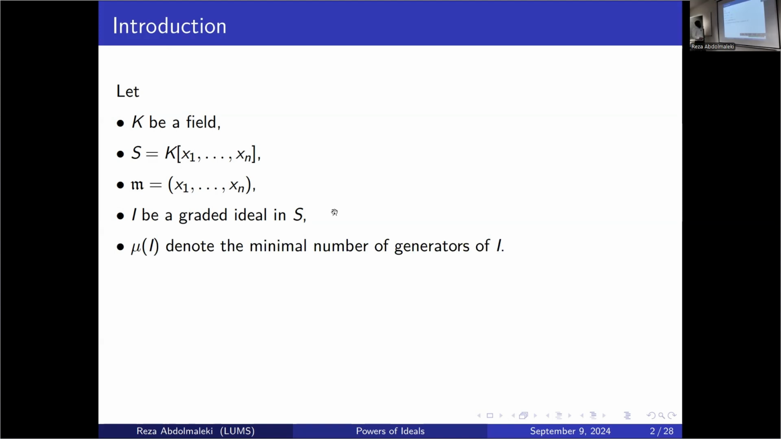For such an ideal, there will be a set of minimal generators. Of course, that is not unique in general; in the case of a monomial ideal, it's unique, but in the case of other graded ideals it could be not unique. But the cardinality of this set is unique, which we call the minimum number of generators of I, and we denote it by mu of I. Right? So mu of I is the minimum number of generators of I.